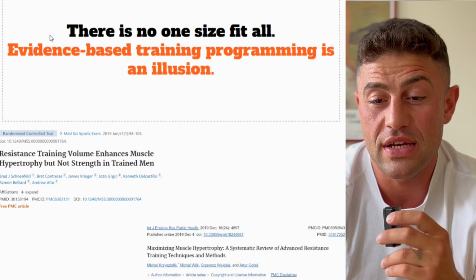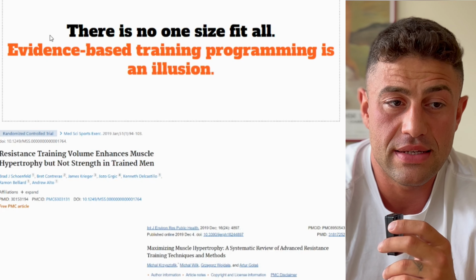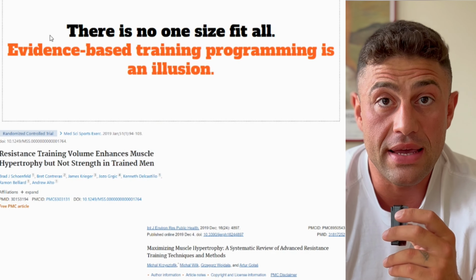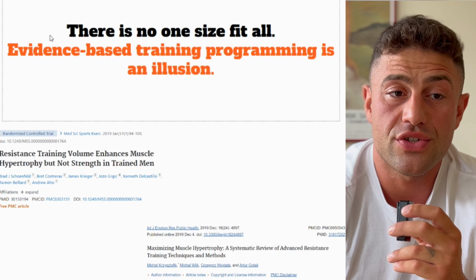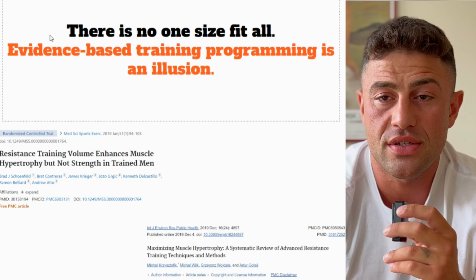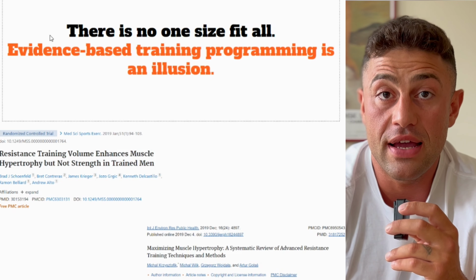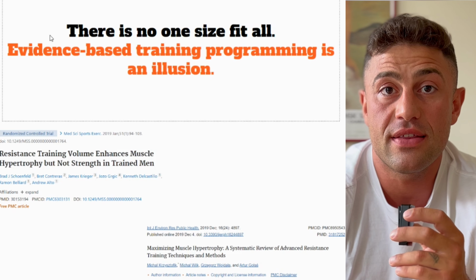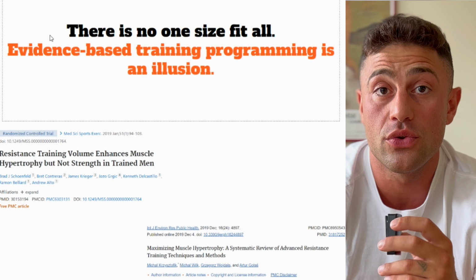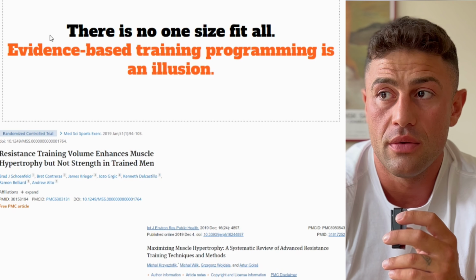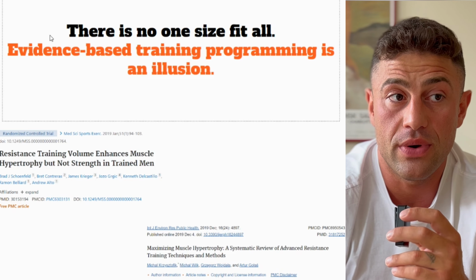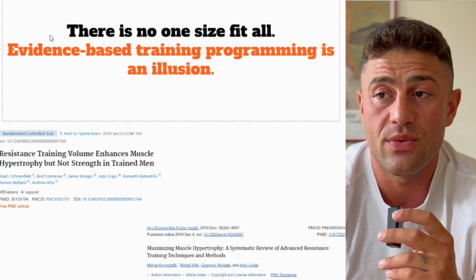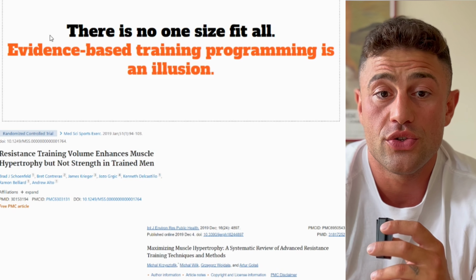And again, there's no one size fit all, and sometimes I see some training program templates online which are called evidence-based that you can purchase, and I just shake my head because it's just such a stupid idea that science can give us a clear-cut answer to what's the definite amount of training that we have to do in order to stimulate hypertrophy. Is it 10 sets per week or is it 15 sets per week? Why is that stupid? Because again, we are all different and we are gonna respond differently to training.